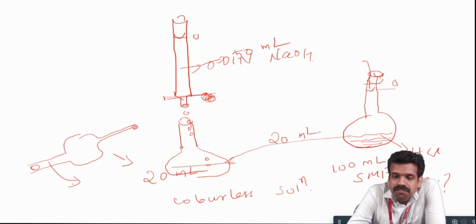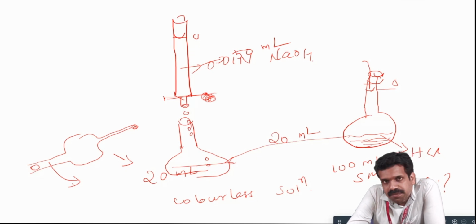Now you fill the burette with the given NaOH solution with the help of a funnel. And remember, while filling, there should not be any air bubble. The lower part of the burette should be completely filled. And you should always fill the burette up to the 0 mark, keeping in mind that since this is a colorless solution, the lower meniscus should touch 0.